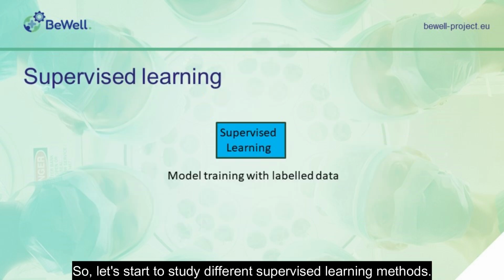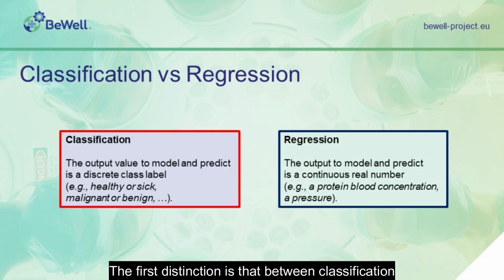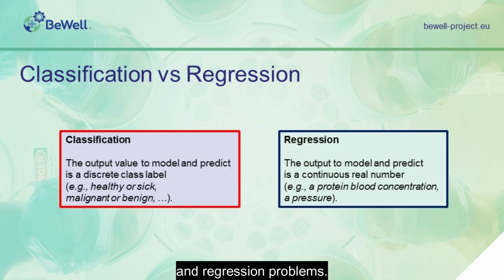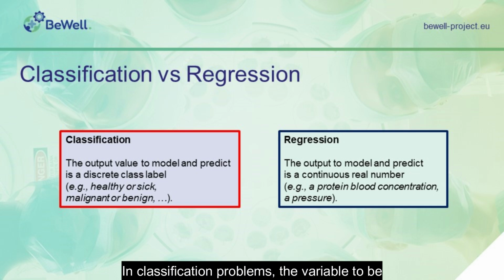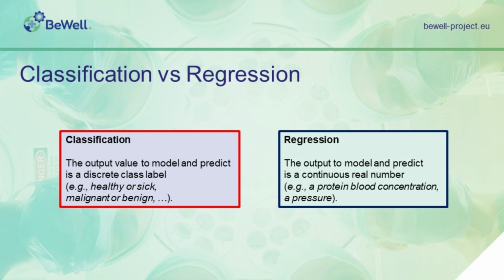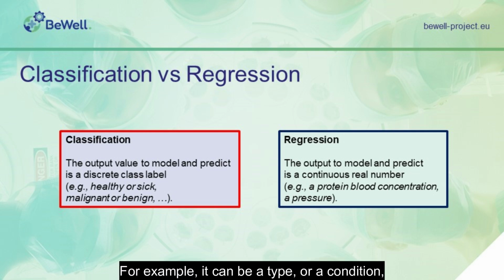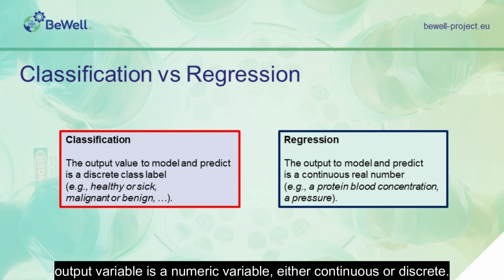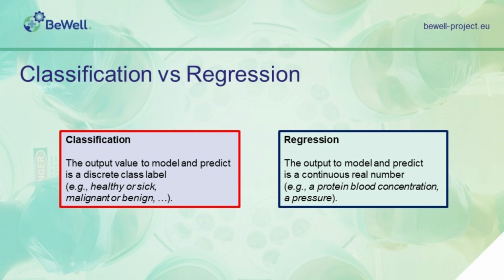So, let's start to study different supervised learning methods. The first distinction is that between classification and regression problems. In classification problems, the variable to be predicted is a categorical variable that can assume several discrete values. For example, it can be a type or a condition or an alternative among possible cases. Conversely, in regression problems, the output variable is a numeric variable, either continuous or discrete.